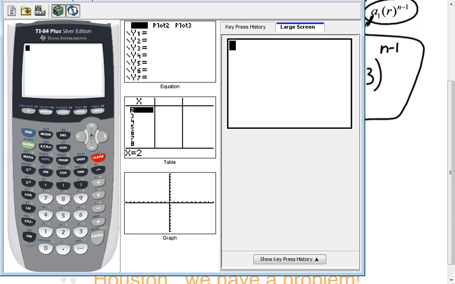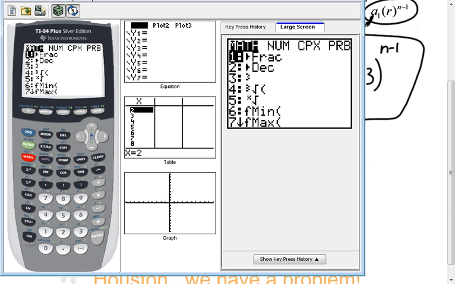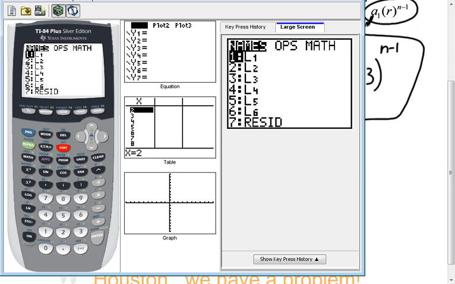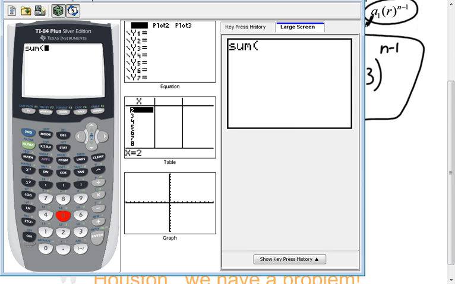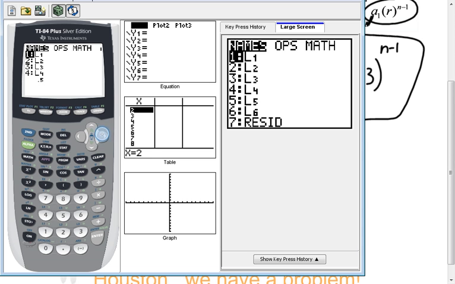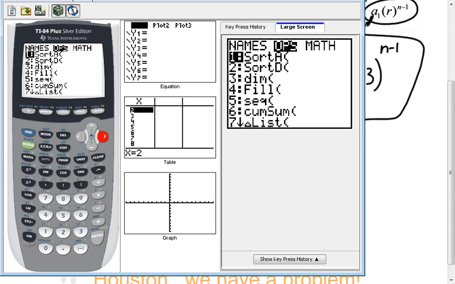Maybe. My calculator's not wanting to work. Here we go. Math over, or sorry, not math. I want to go second stat. There we go. Over to math, number 5. And then second stat, over to ops, number 5 again.